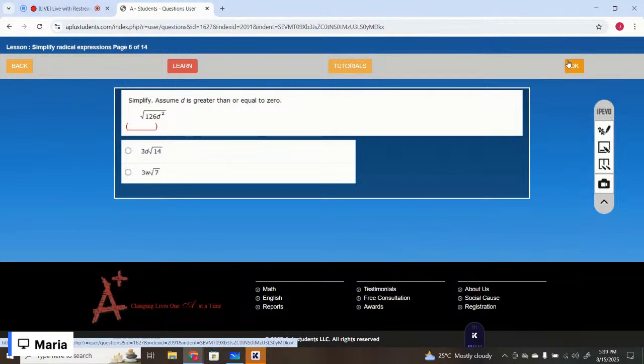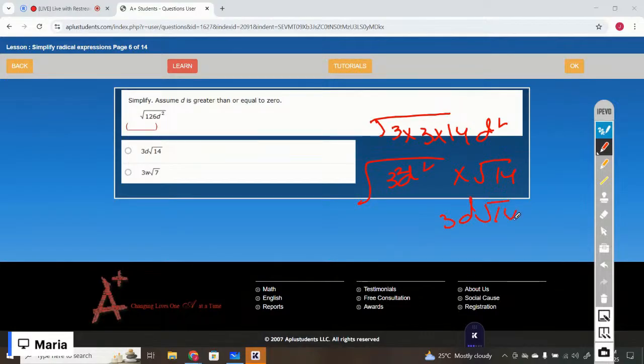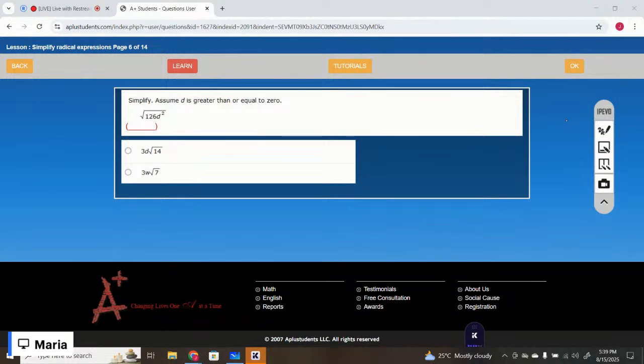Square root 126 d square. Let's just factor out. The factors of 126 are 3 times 3 times 14 d square. So we have 3 square d square, and square root 14. So that is 3d square root 14. Option number 1 is the correct option.